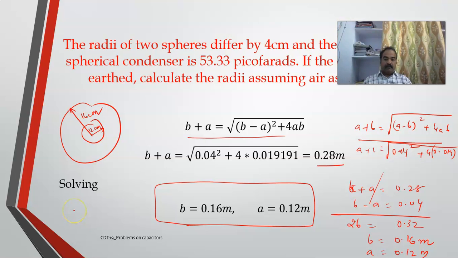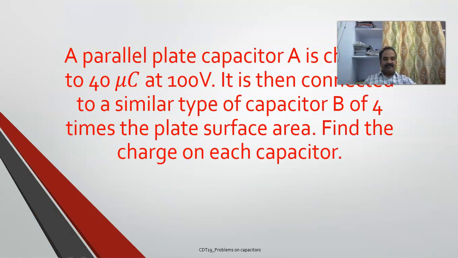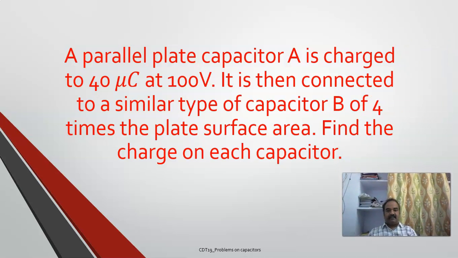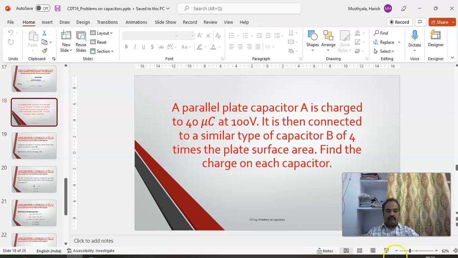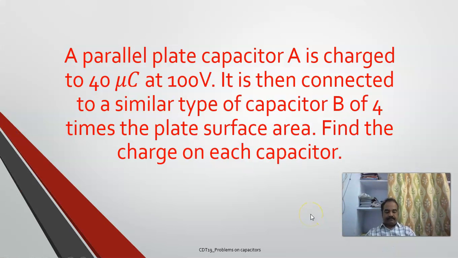Okay. Now, the last problem for today. See, this is a parallel plate capacitor A which is charged to 40 microcoulomb at 100 volts. It is then connected to a similar type of capacitor B of 4 times the plate surface area. Find the charge on each capacitor. Which means that initially there is a capacitor with the charge of 40 microcoulombs, connected across 100 volts.